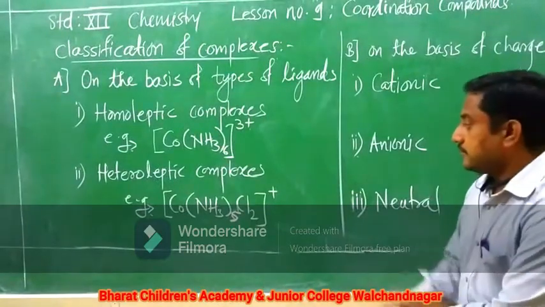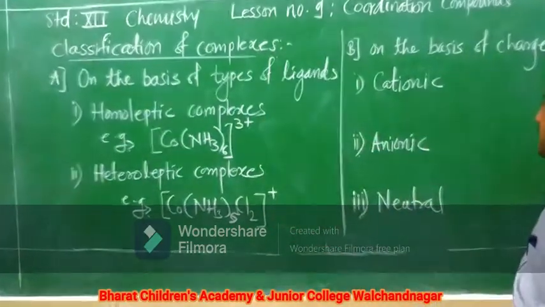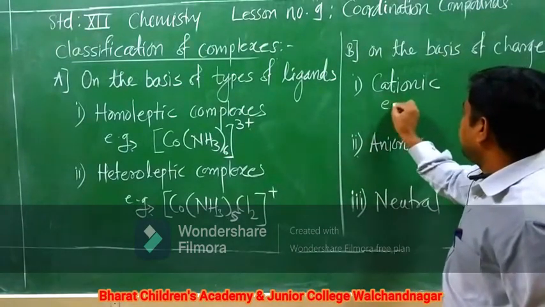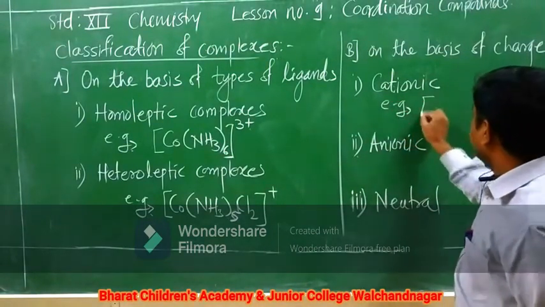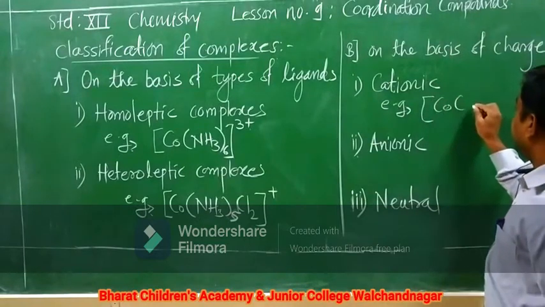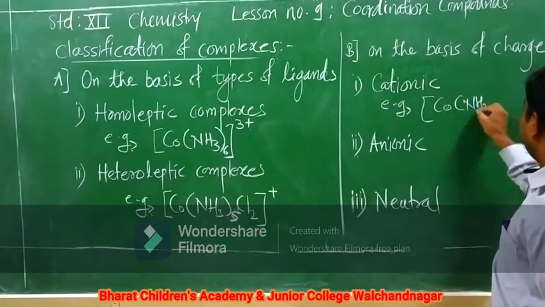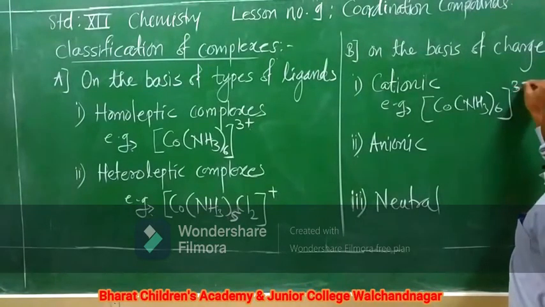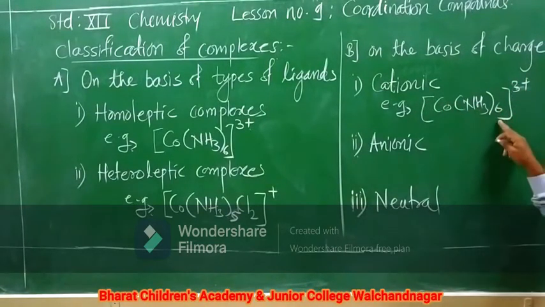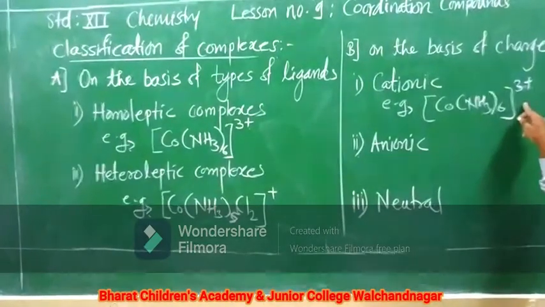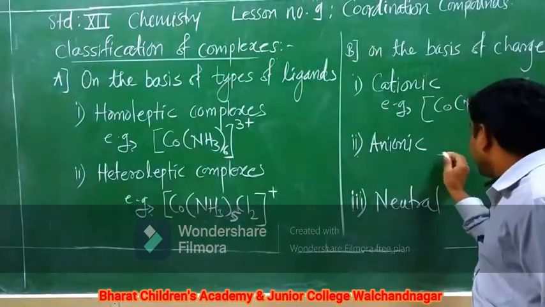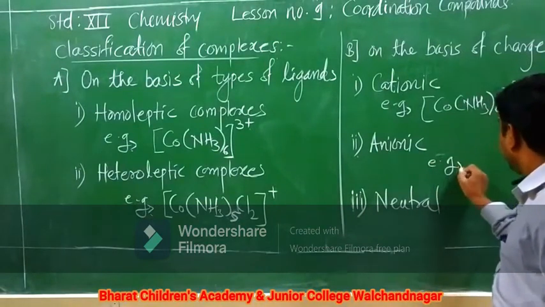Let us see the example. The same example we'll consider on this side as well. This one particularly, if you take as an example, that will be the good example of the cationic complex. Co(NH3)6 carries +3 charge on it, and therefore, as the complex is having positive charge, it can be referred as cationic complex.